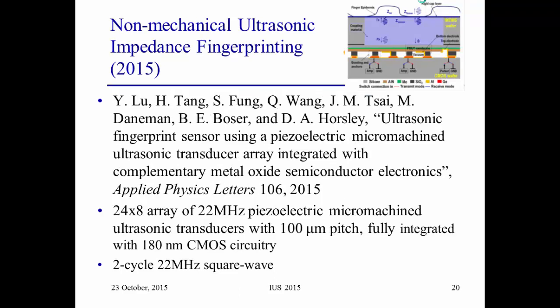This has received quite a bit of attention in the media in the United States, the idea of this non-mechanical ultrasonic impedance fingerprint reflection. It's a very interesting system, and Stephanie did a good job of describing it. I don't know if she mentioned that in the original paper they were talking about a 22 megahertz piezoelectric system with a 100 micrometer pitch.